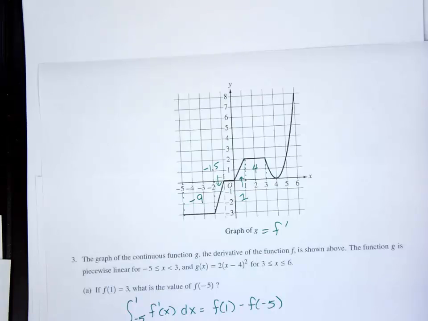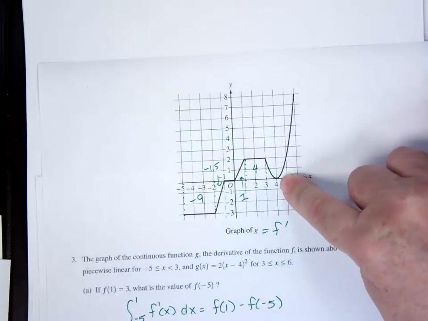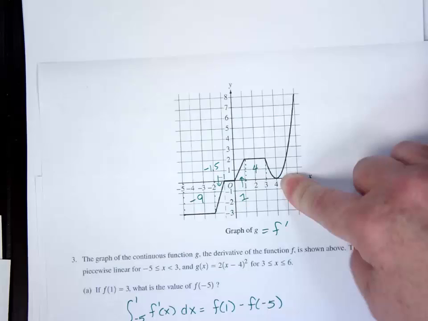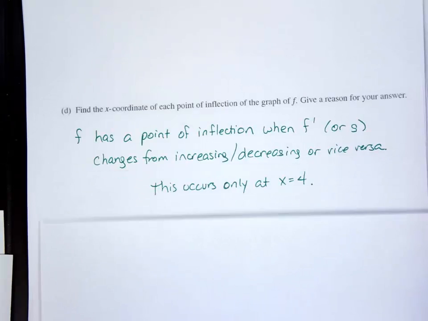Now, it's imperative that you don't go from increasing to constant or decreasing to constant. It doesn't work that way, or constant to decreasing. It has to go from increasing to decreasing or decreasing to increasing, and the only place that occurs is right here at x equals 4. So the answer to this question is x equals 4.